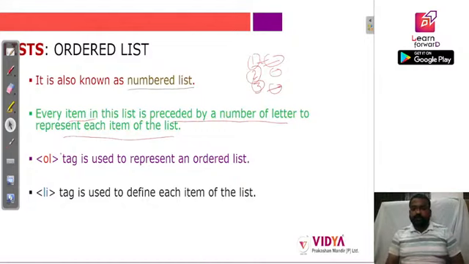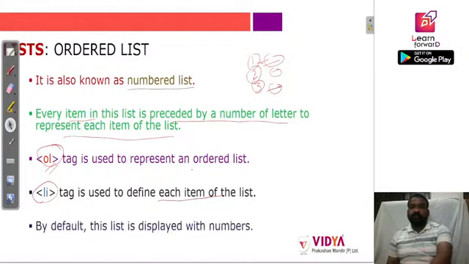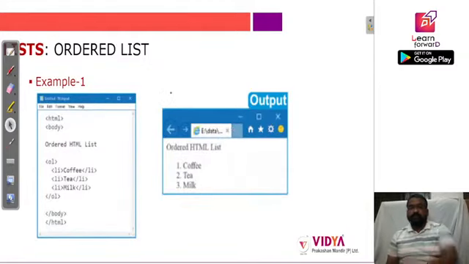In HTML, whenever we are using an ordered list, we use the OL tag, and inside that we create our items with the help of the li tag. So let's see how we can create it. By default, the list is displayed with numbers only. That means by default the format is this. So this is one of the examples for an ordered list.